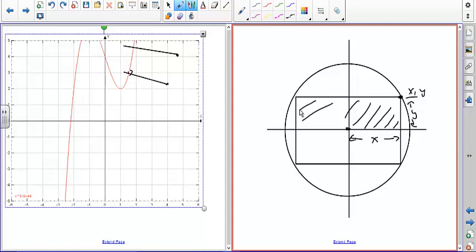So if the area of this part is equal to x times y, then what's the area of this whole thing? X times y times, these are symmetric, 2, yeah, okay. So the area of that rectangle that we're looking at is 2x times y. Okay, so that's your primary equation.